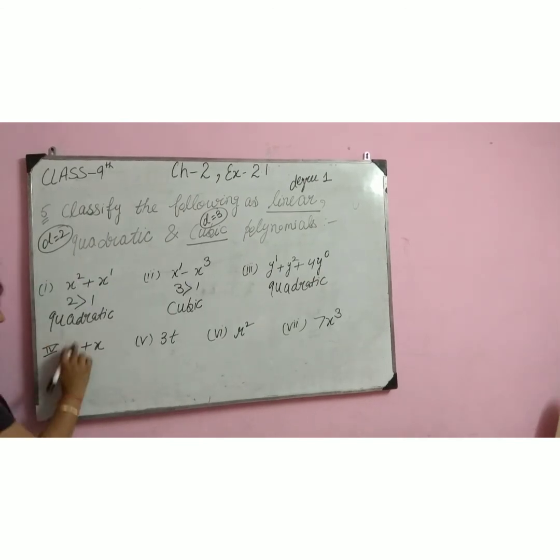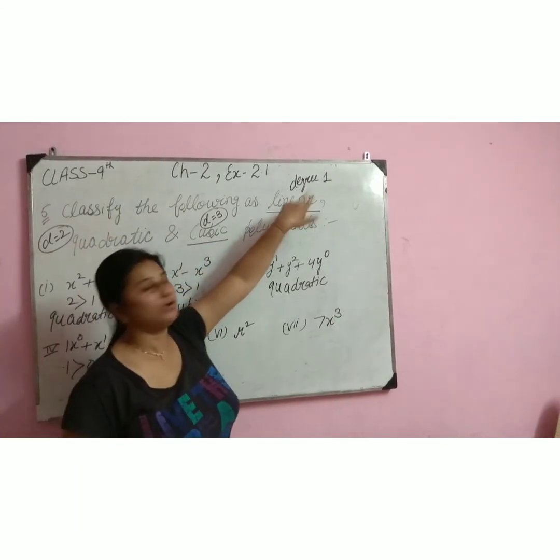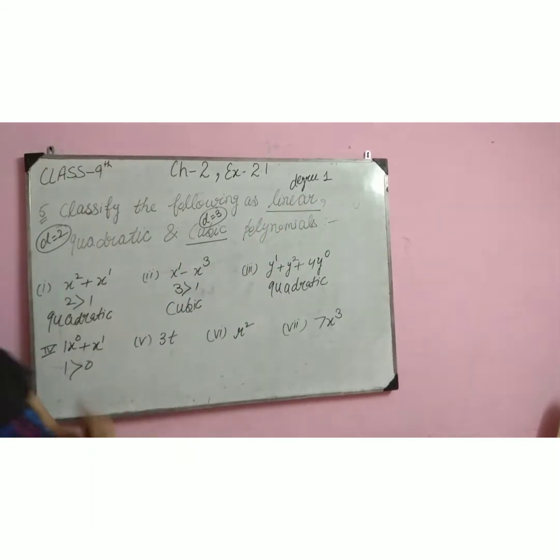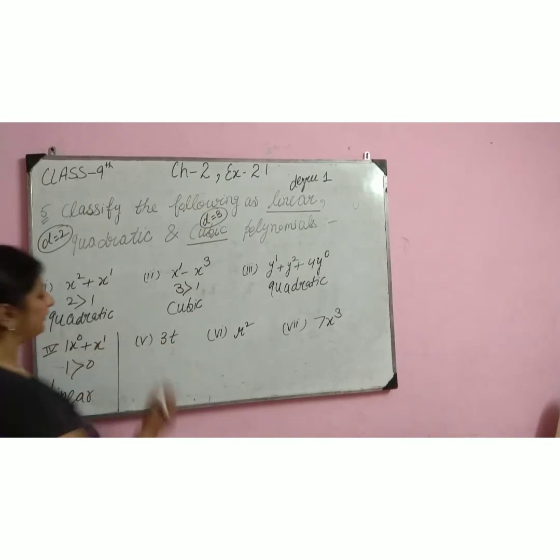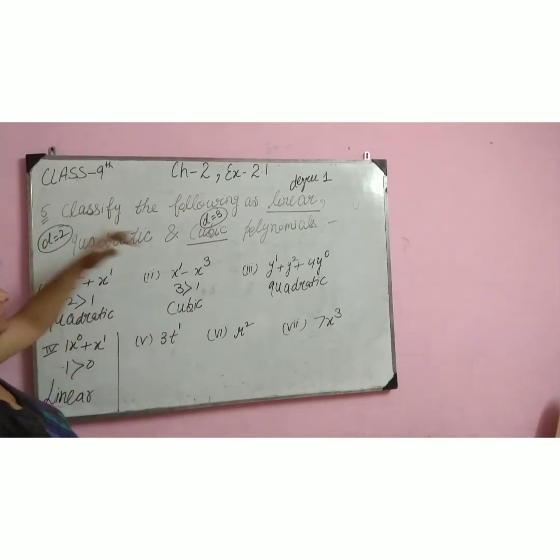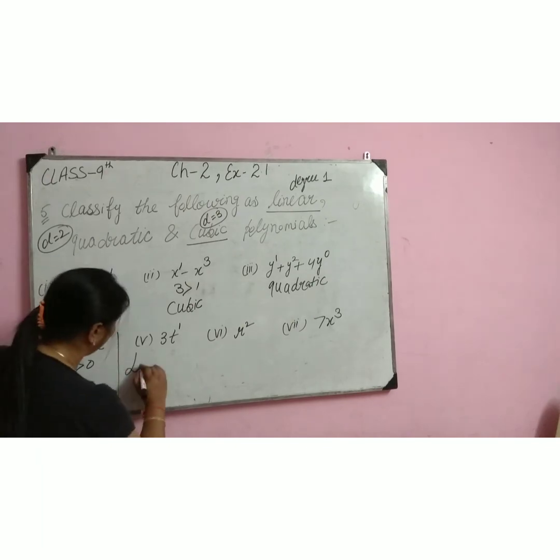Fourth: it means x raised to power 0 plus x raised to power 1. Which is greater? 1 is greater than 0. And 1 is related to linear, because in linear I want degree 1. So the given polynomial is linear. Fifth: 3t raised to power 1. Here is only degree 1. It means simply you can say it is linear.